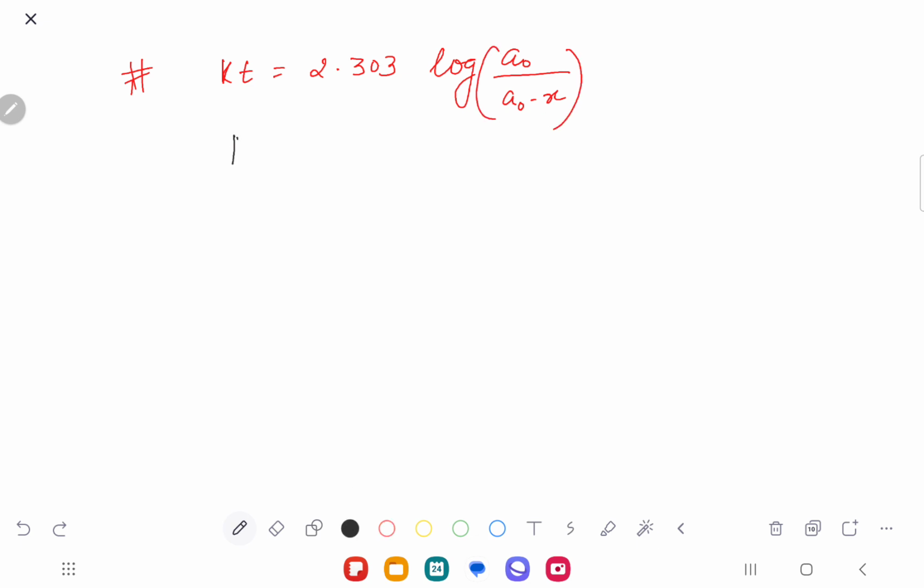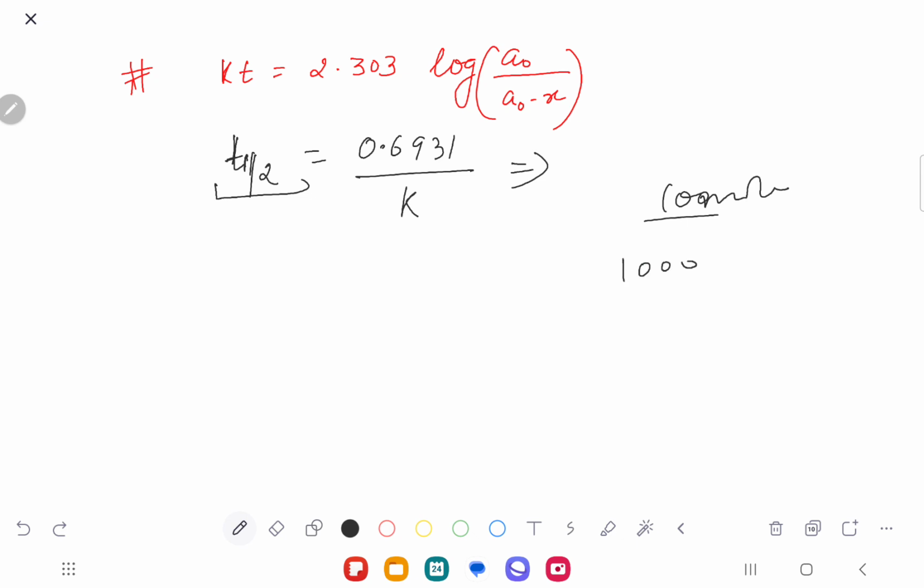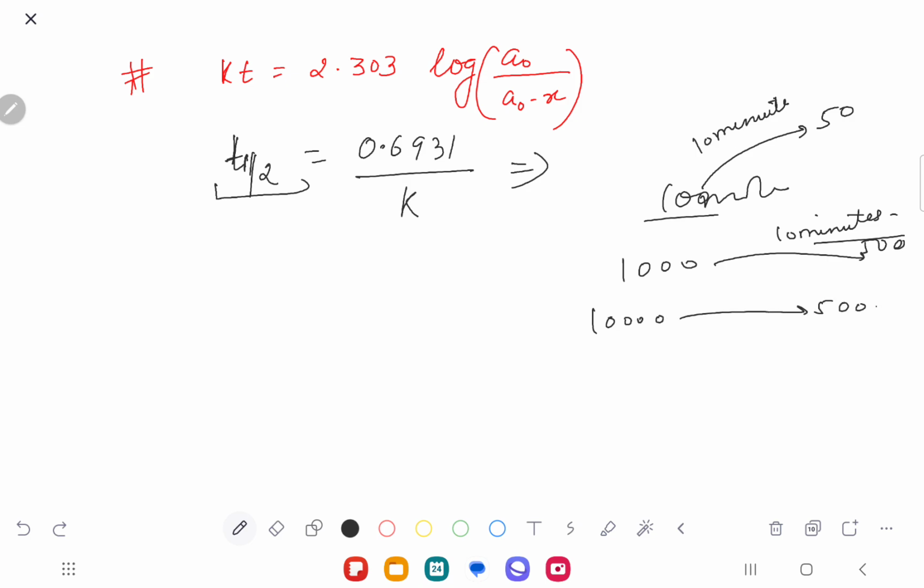The T half lifetime that you have calculated here is 0.6931 over K. And in this reaction, I hope you're understanding that for T half, it doesn't matter whether you initially take 100 molecules or 1000 molecules. If 100 molecules becoming 50 take 10 minutes, then 1000 molecules becoming 500 shall also take 10 minutes. Sorry, 10,000 molecules becoming 5,000 shall also take 10 minutes. Are you understanding? Yes, ma'am.